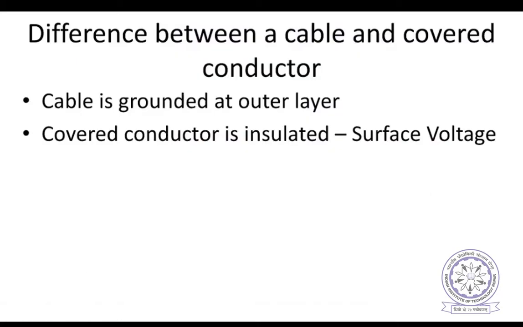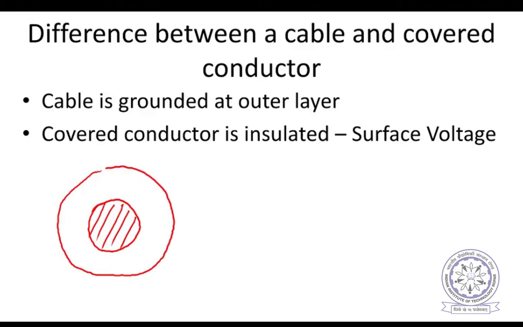But what are the differences between a cable and a covered conductor? Covered conductor has insulation surrounding it. So I'll draw, this is the central conductor here, and then surrounded by insulation. Of course, other layers you can ignore for the time being. So you can consider having only one layer. This is the insulation. So a central conductor is covered by insulation. But for the insulation outer layer, what is the potential? That we have to think about.